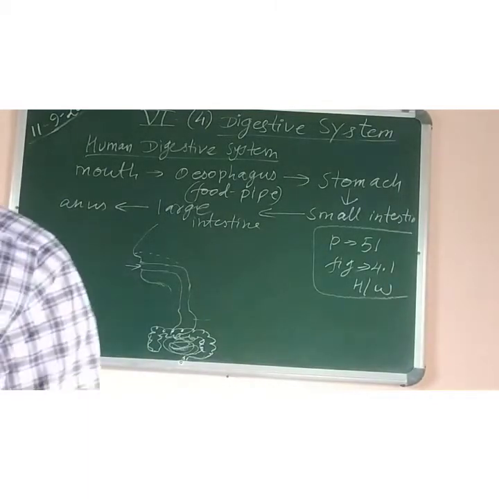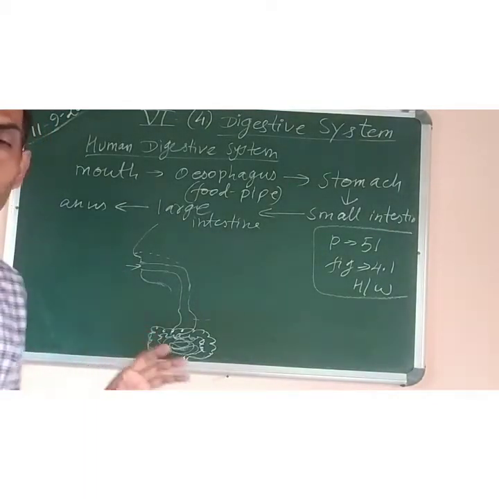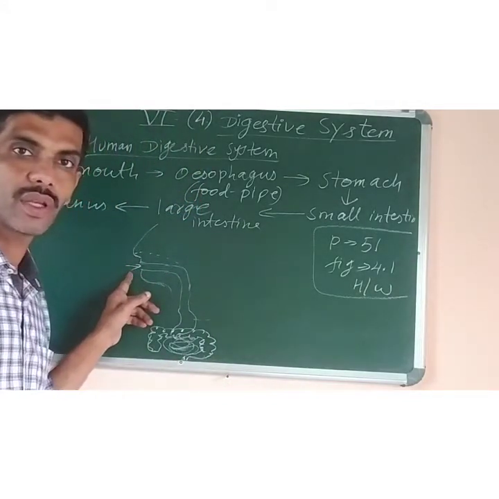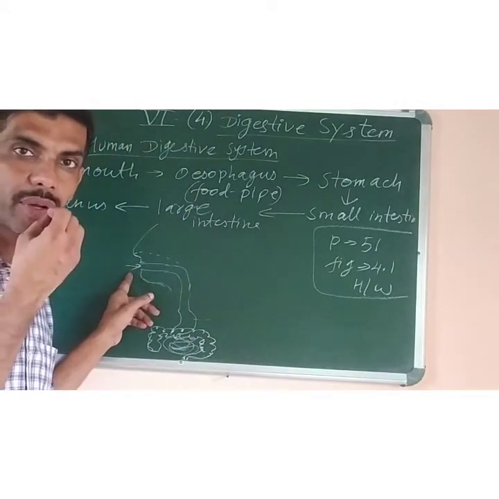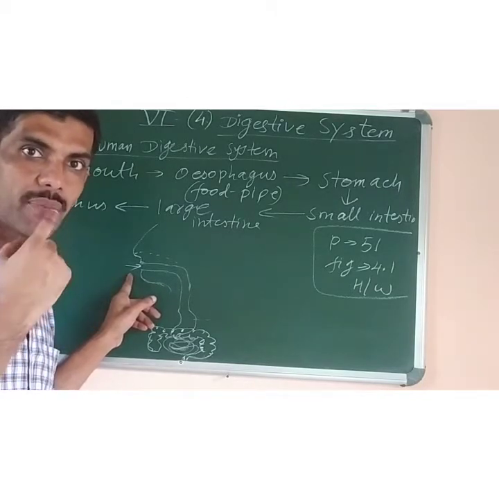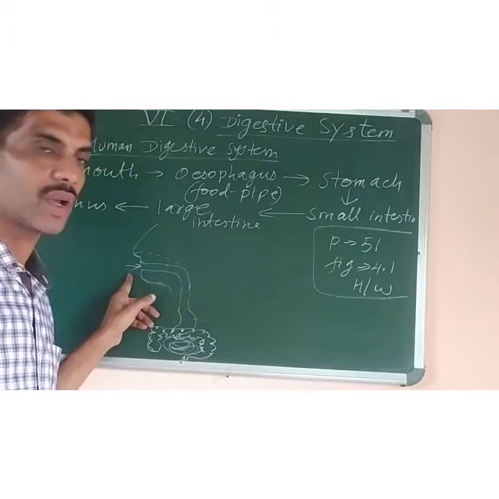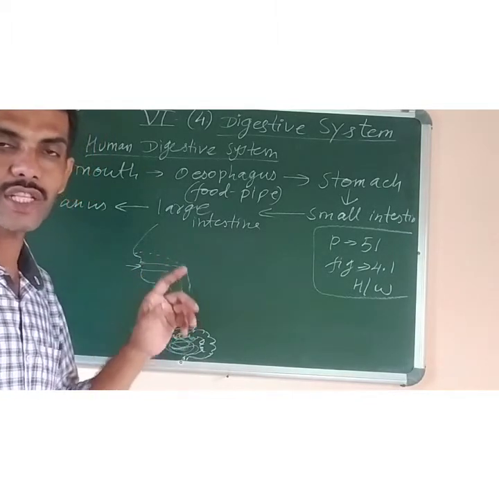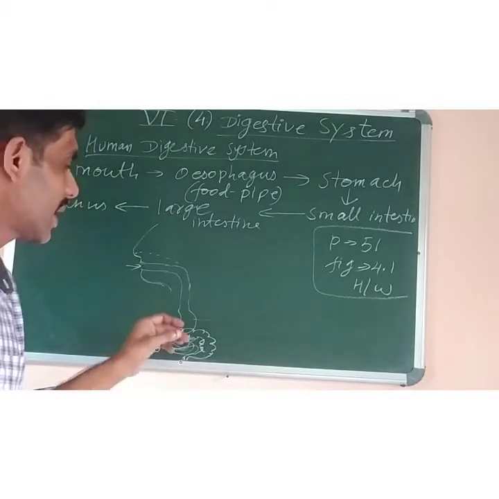So what we have studied are the different organs present in the human digestive system, starting from the mouth, in which we take the food that is masticated, or cut with the help of our teeth. It is ground with the help of the teeth: incisors, canines, premolars, molars. That we will study in detail.